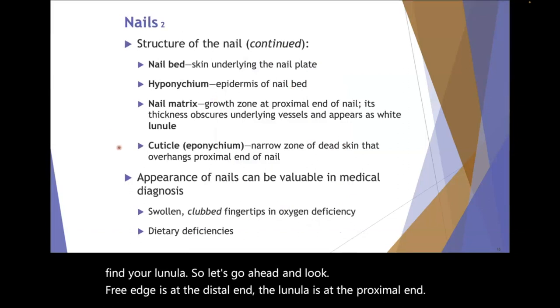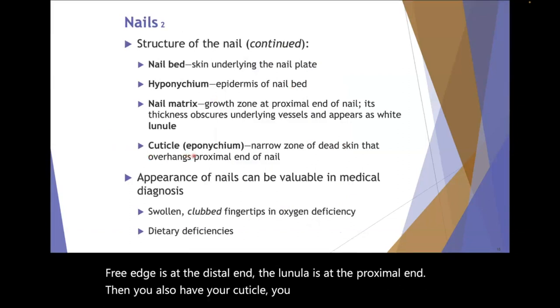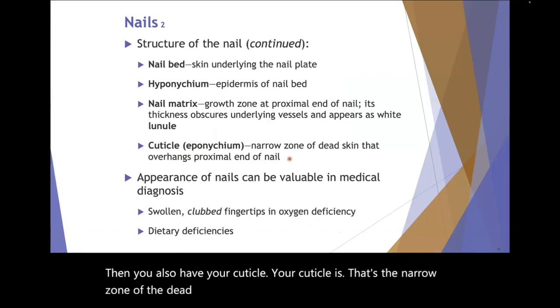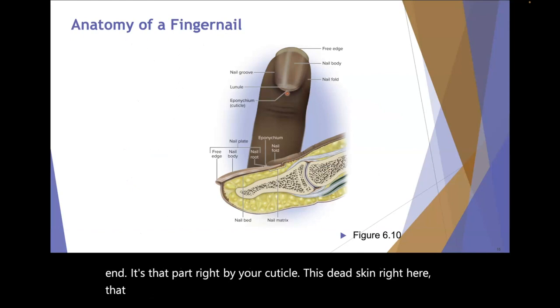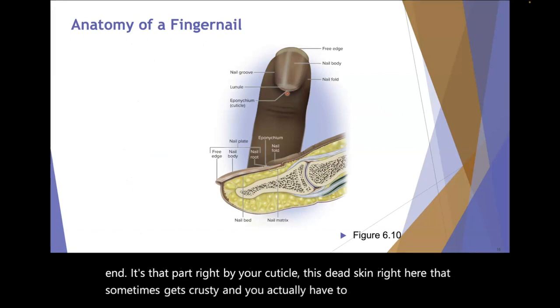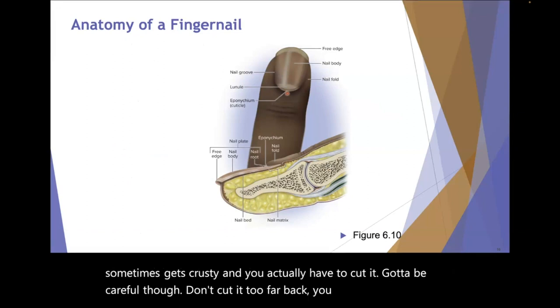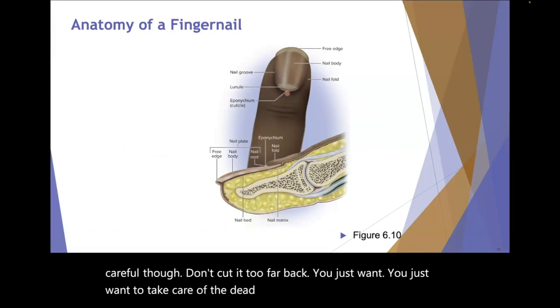Then you also have your cuticle. The cuticle is eponychium. That's the narrow zone of dead skin that is going to overhang on that proximal end. It's that part right by your cuticle, this dead skin right here, that sometimes gets crusty, and you actually have to cut it. You gotta be careful though. Don't cut it too far back. You just want to take care of the dead skin. So sometimes an exfoliating type of cream can help with that too.